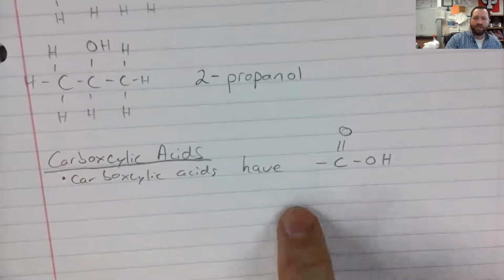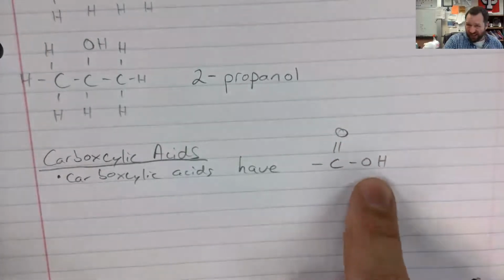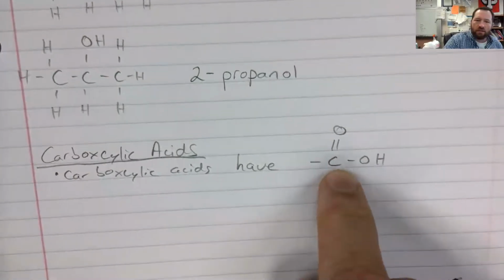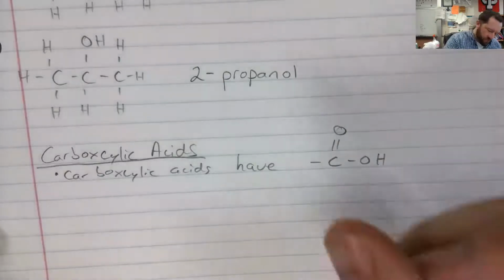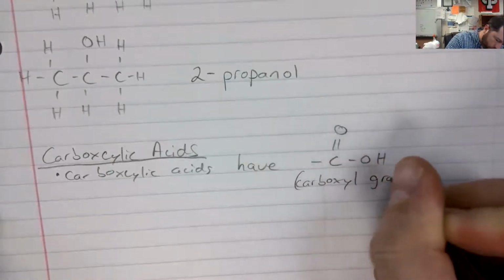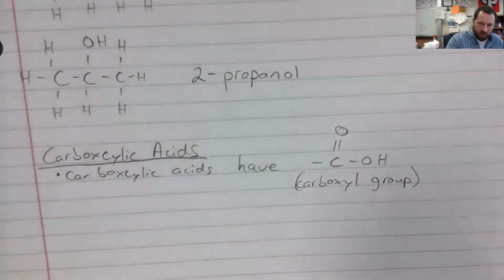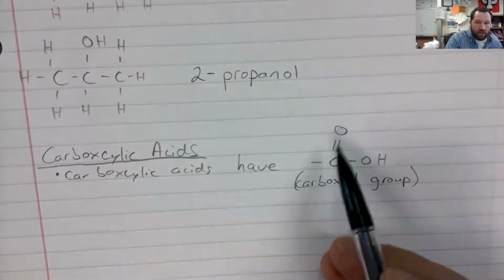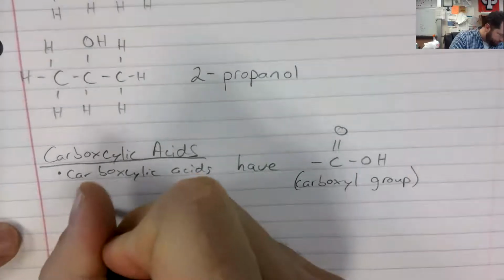So carboxylic acids have this strange looking structure with what looks like an alcohol, and it is kind of, but the big difference is it's attached to a carbon, and that carbon is double bonded to an oxygen. We call this a carboxyl group. So there's a carboxyl group there. So that's what you're looking for. Again, I know it can be easy to confuse this with an alcohol. It does look like an alcohol. Always look for that double bonded O to signify that you're working with a carboxylic acid.